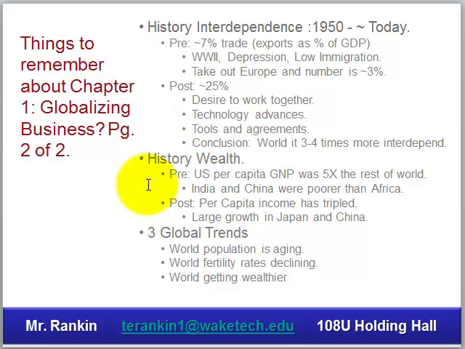Secondly, the wealth. In the 1950s, the United States was much, much wealthier than the rest of the world, 5 times more wealthy than the rest of it. That gap has closed substantially. And back then, India and China were actually poorer than Africa, and that certainly isn't true today. The gap on per capita income has shrunk as the world's gotten wealthier.